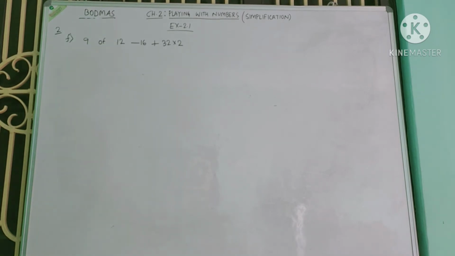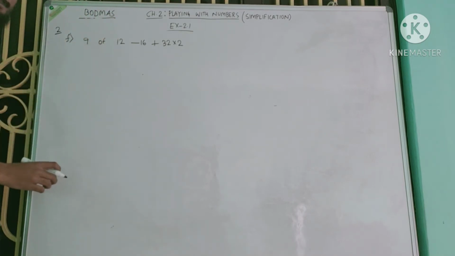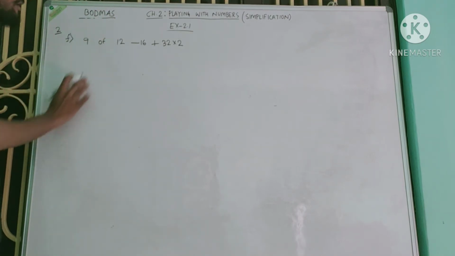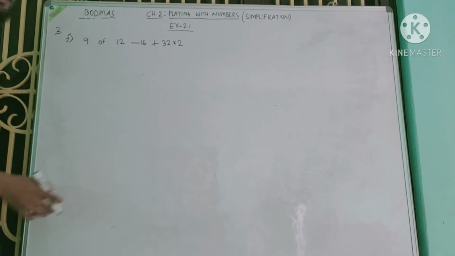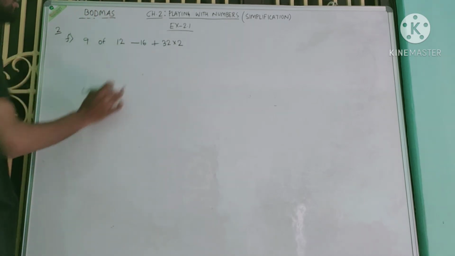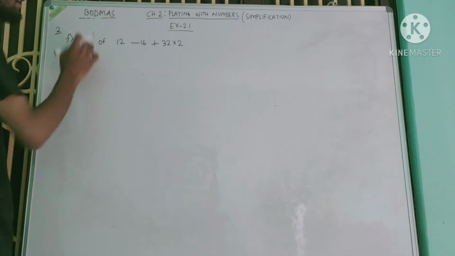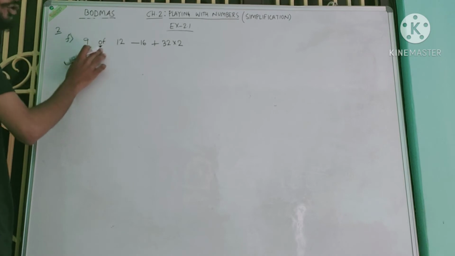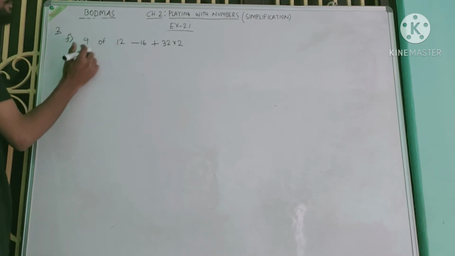Now we will solve question number F. B stands for brackets, O stands for of, D stands for division, M stands for multiplication, A stands for addition, and S stands for subtraction. So here we cannot see any kind of brackets. So we will move forward, which is O. Here is O, of. So we can do these 2 multiplications.